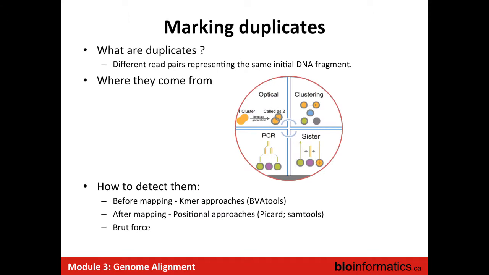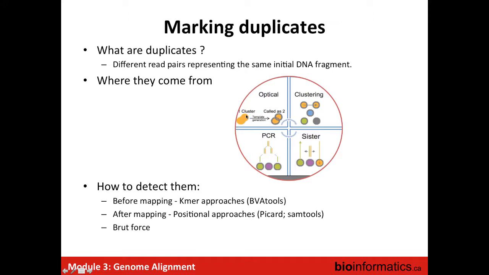The next improvement you want to do is to mark duplicates. So as I said, at the first level, we're able to evaluate the level of duplicates we have in our data. But what is important to do now is to really go over our data and see what are really the duplicates and either remove them or mark them. So where do my duplicates come from? There are different possibilities depending on the different technologies.